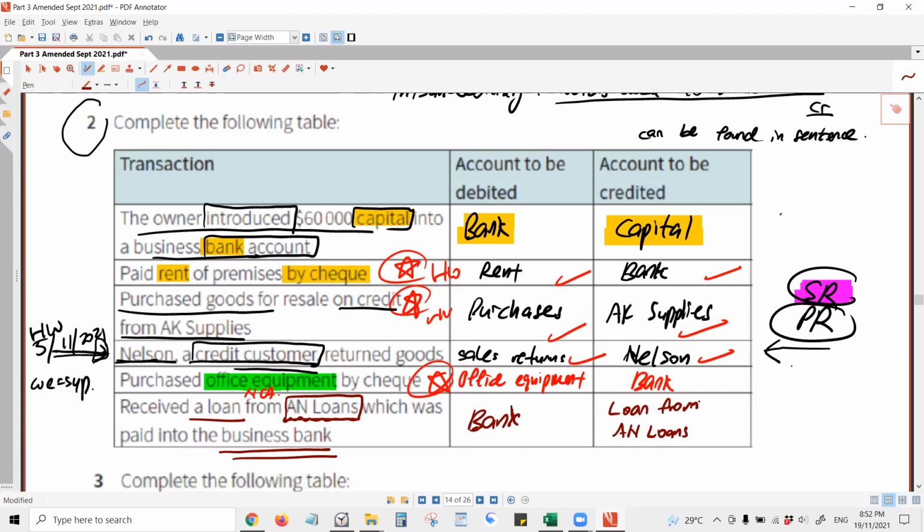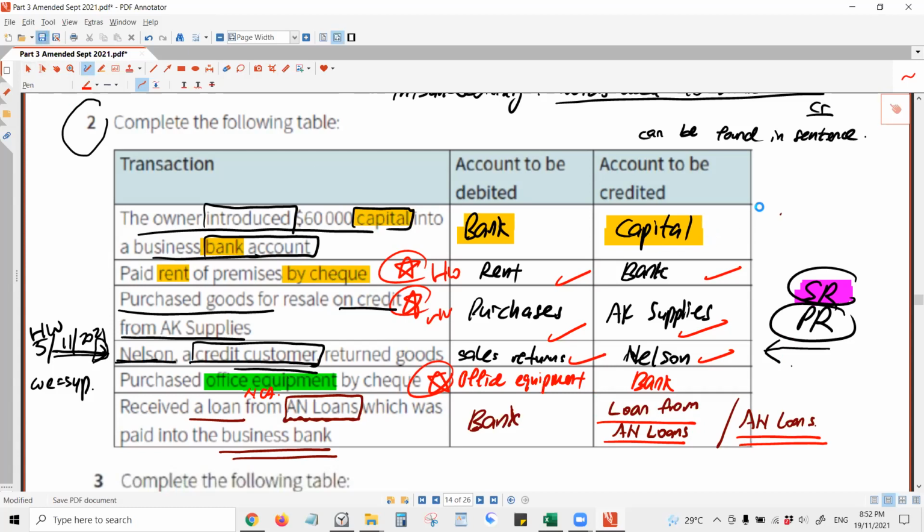Maybe you have a question. You could have written just AN Loans, right? Yes, it's also acceptable. Because when you credit somebody's name, it means that you owe that somebody money. So up to you whether you want to write loan from AN Loans or just write AN Loans. Either one is acceptable. Both of them are acceptable.